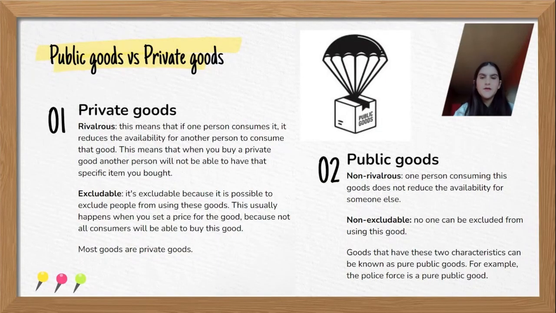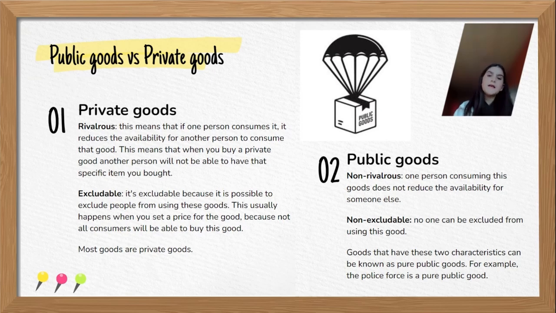Public goods versus private goods. Private goods have two characteristics. The first one is that they are rivalrous. This means that if one person consumes it, it reduces the availability for another person to consume it. If you buy a private good, another person will not be able to have that specific item you bought. Like if you buy a computer, another person will not be able to buy that specific computer that you bought.